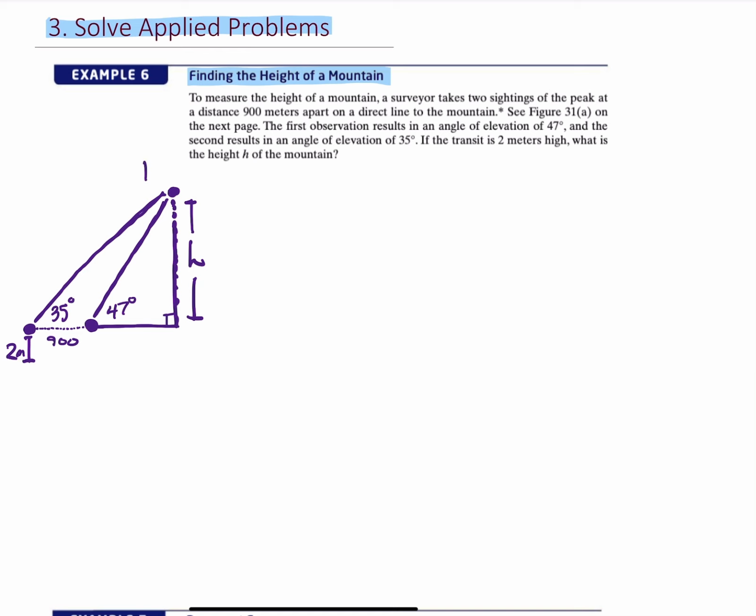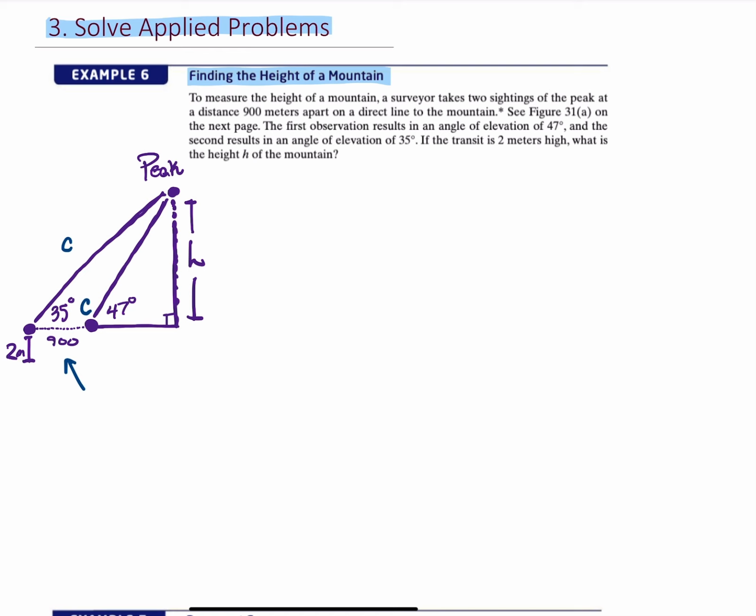So again, this is the peak of the mountain here, and we have our two readings. So let's add some additional labels. Let me just call this angle C, and I can call this side length C. And we know this distance is 900 meters. So let's see what we can do. Let's see how we can find this out. Let's just start trying to find out what we can know.